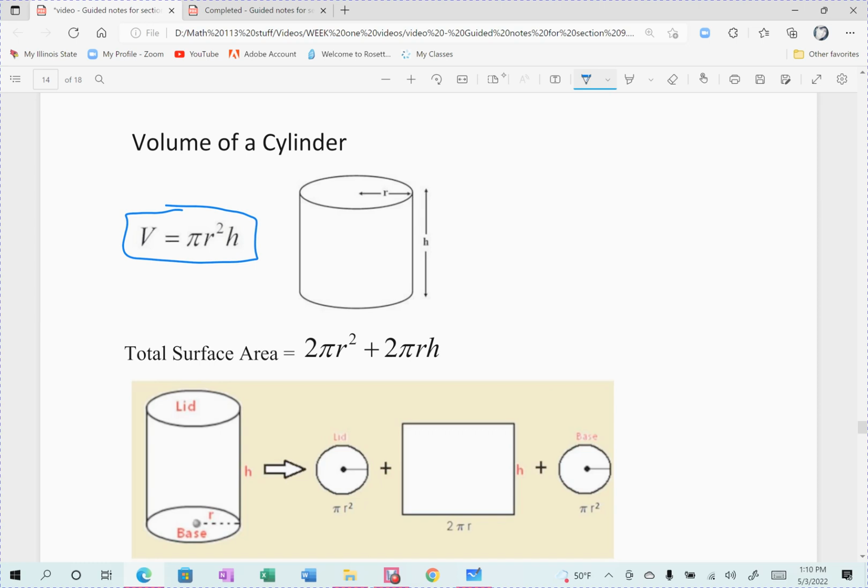That will give you how much space this particular shape takes up. Again, if this was a can, it's how much the can would hold, the volume of the can. Alright, so that's the volume. That's the space the three-dimensional shape takes up. The other thing we're going to talk about is the surface area. So this is sort of like perimeter in a way. It's the area of all of the sides of the cylinder shape.